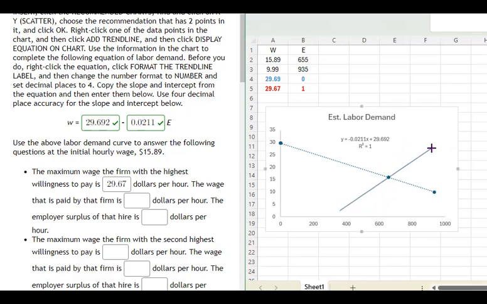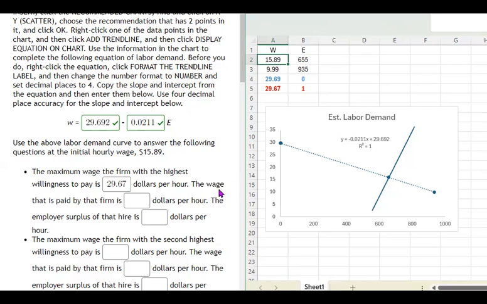We know it intersects this point. How steep it is, we don't know. So with this labor supply curve, the dotted line connecting these 3 points intersects this labor supply curve at the point in the middle, at a wage of $15.89, where 655 people are employed. At this wage of $15.89.